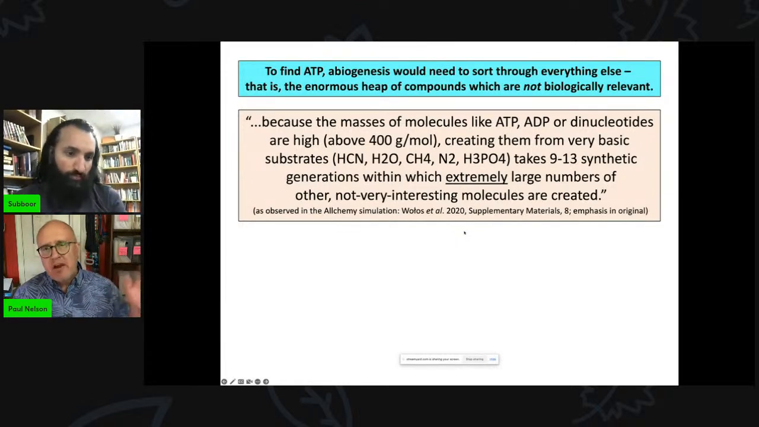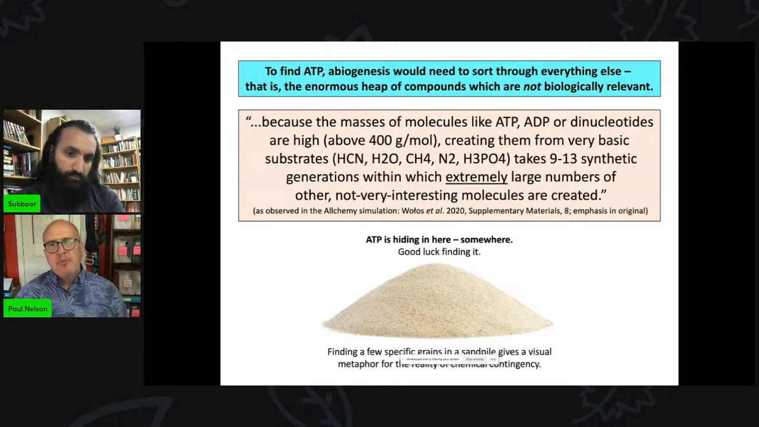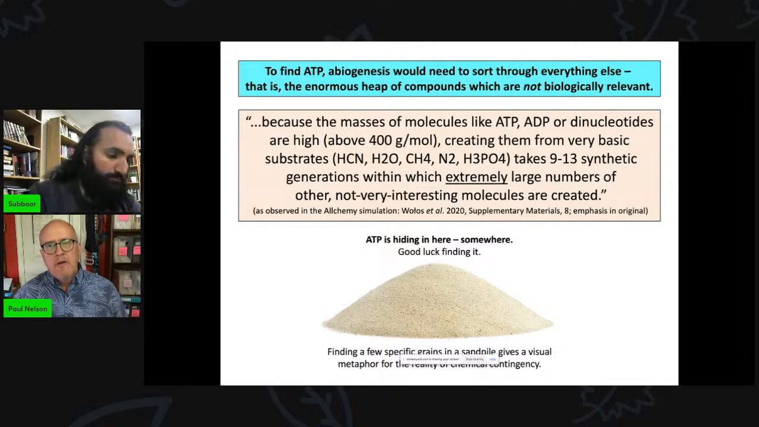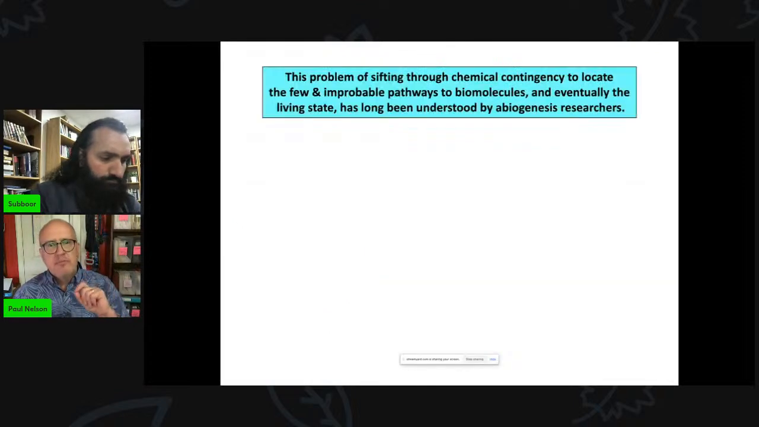You get extremely large numbers of other not very interesting molecules if you're just looking for ATP. So a visual metaphor for this would be a heap of sand particles, sand grains, who knows, a million, some big number, right? One of those is ATP. Good luck finding it. All right. This metaphor of a few or one specific grain in a sand pile gives you a sense visually of what's happening here with chemistry and the need for selection, some kind of selective process right from the start.